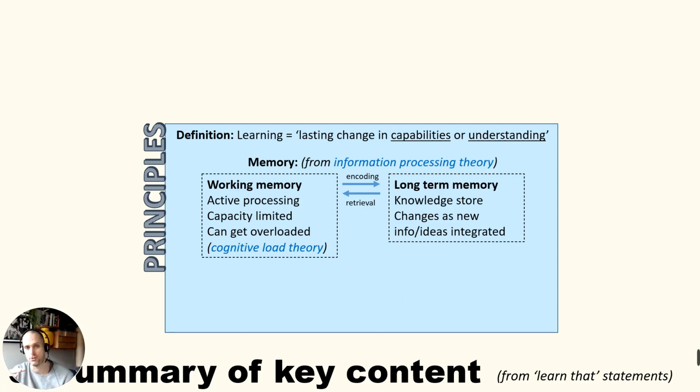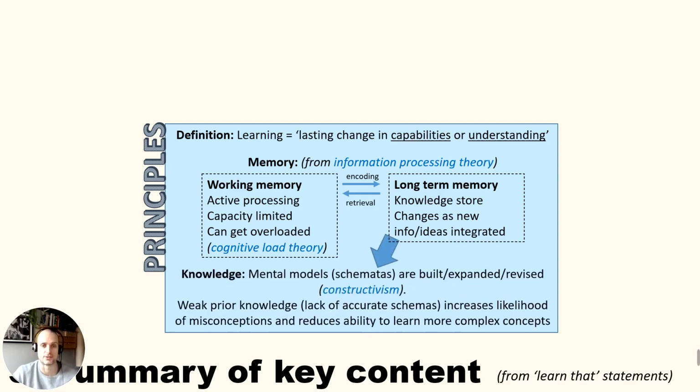As you process, you encode and build your long-term memory store, and that changes as you retrieve information. You encode more information and incorporate new ideas and information into your long-term memory. Now that obviously is built upon constructivism, which talks about mental models or schemata that are actively built, expanded, and revised. So you've got processes of adaptation, assimilation. I can't remember what the other one was, but anyhow.